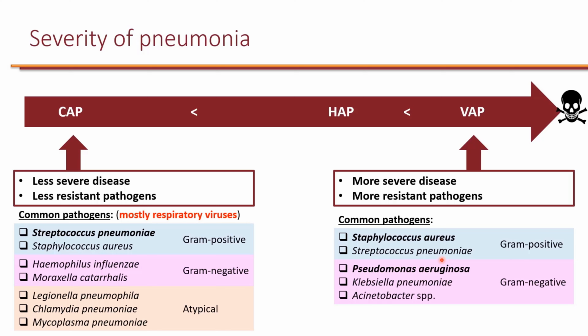in the nosocomial setting. And when it comes to gram-negative, we have some of these multi-drug-resistant gram-negative rods. So Pseudomonas aeruginosa, as well as Klebsiella pneumoniae and Acinetobacter species, which often tend to be resistant to multiple drugs.